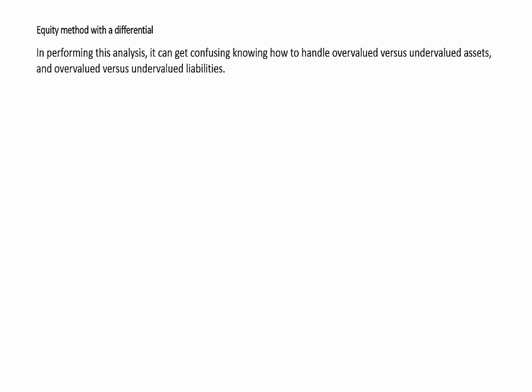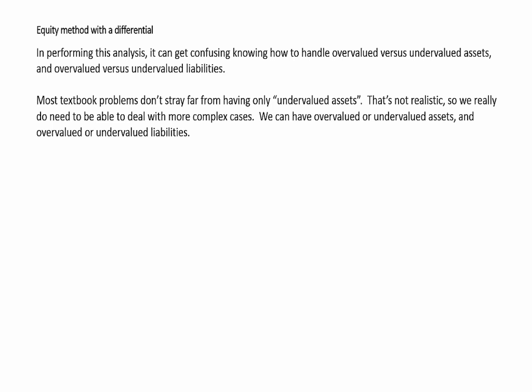Now, in performing this analysis, it can get confusing knowing how to handle overvalued versus undervalued assets and overvalued versus undervalued liabilities. Most textbooks don't stray far from having only undervalued assets, and that's not terribly realistic. You can have both undervalued and overvalued assets, and you can have misvalued liabilities as well. So we really do need to be able to cope with more complex cases. So let's go ahead and see. When do we subtract and when do we add these misvaluations?